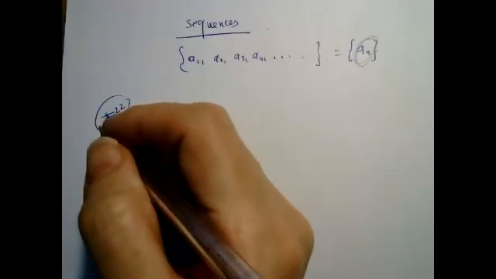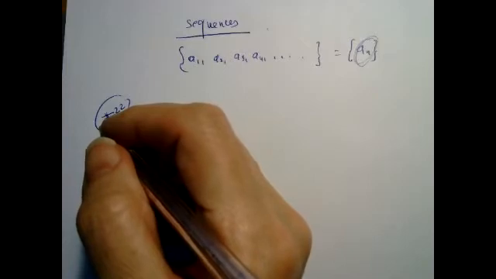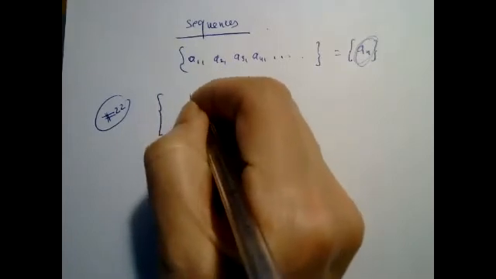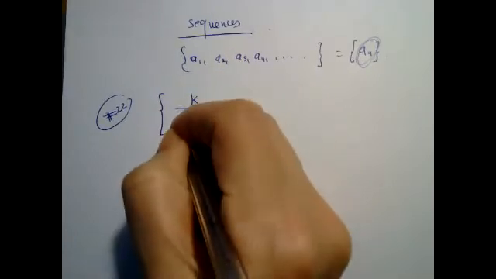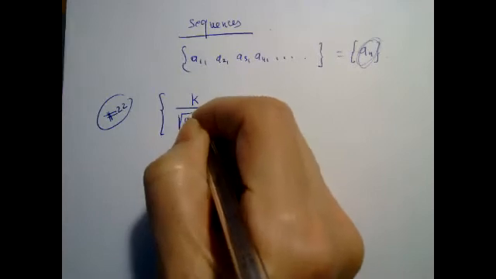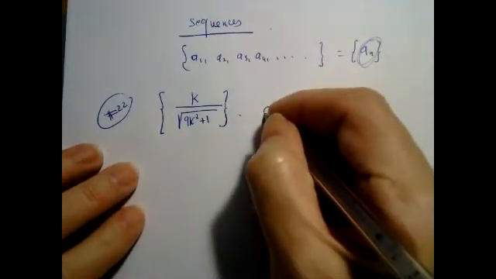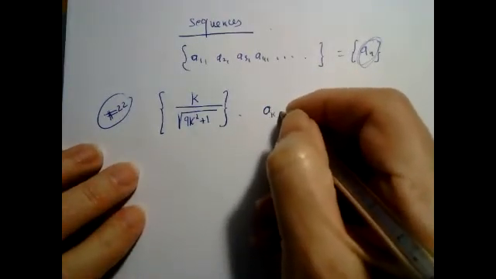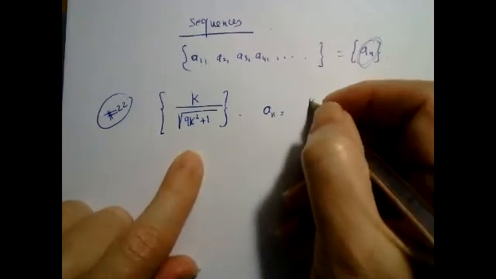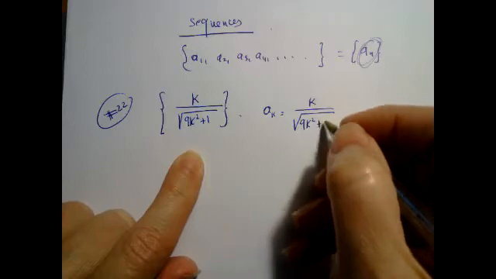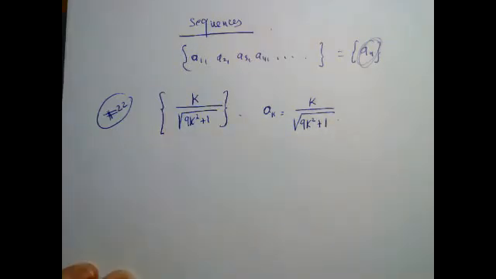22. Right. So we have the following sequence: k over the square root of 9k squared plus 1. That's my sequence. It means the general term is k over the square root of 9k squared plus 1. So that's really the general term.